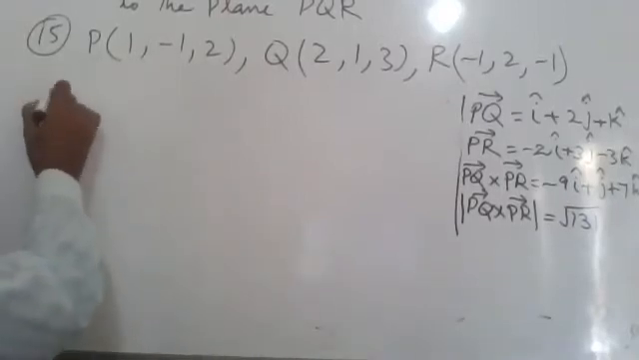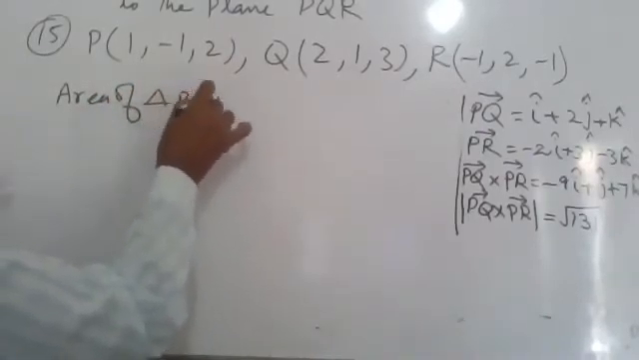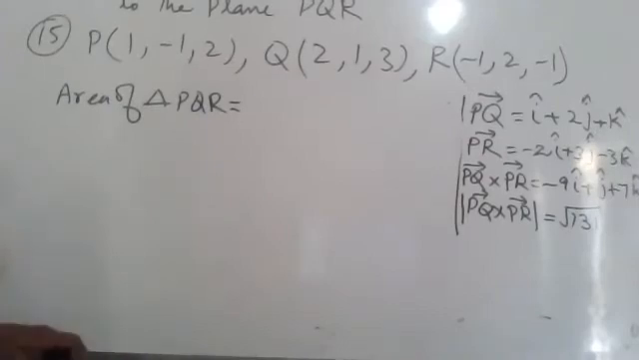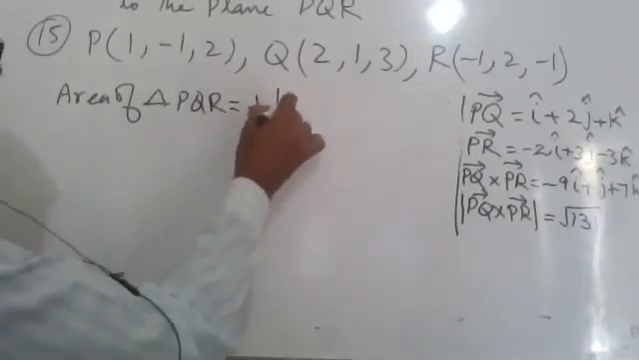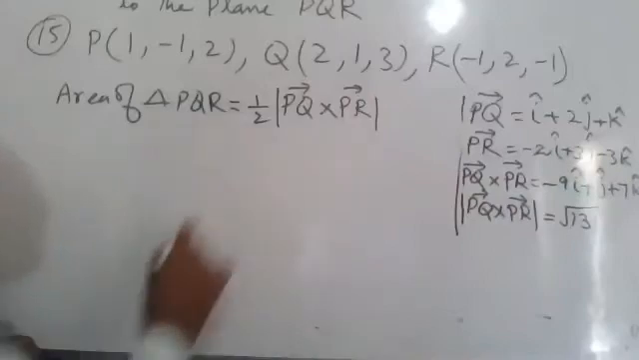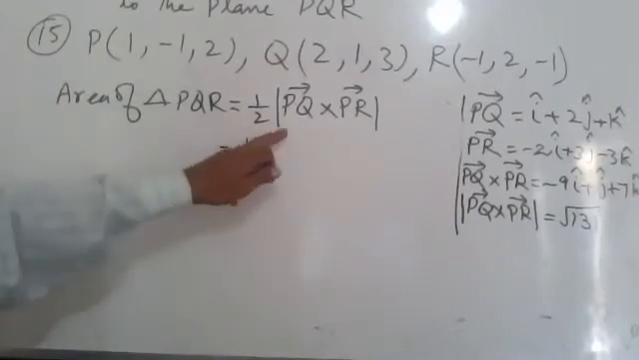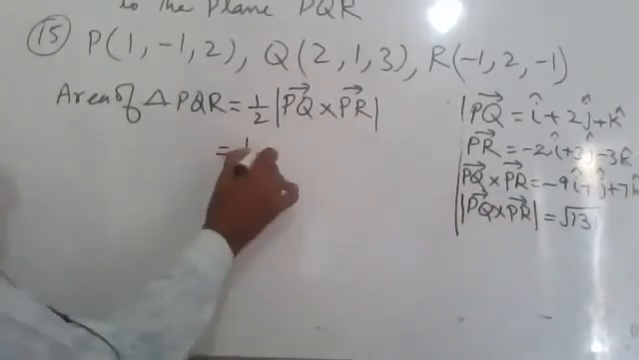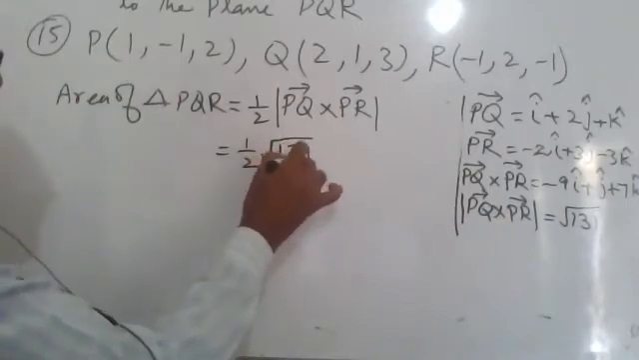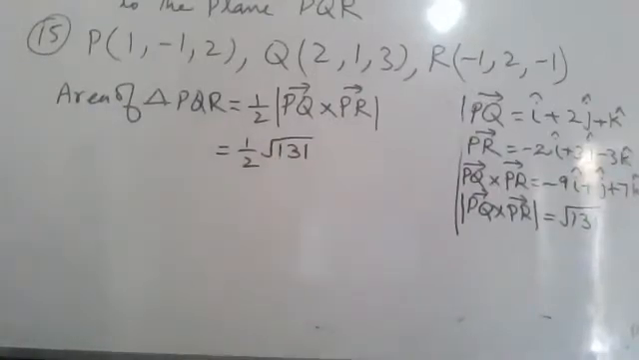Area of triangle PQR will be equal to half into the magnitude of PQ cross PR. That is equal to half, and the magnitude of PQ cross PR is under root 131. This is the area of the triangle.